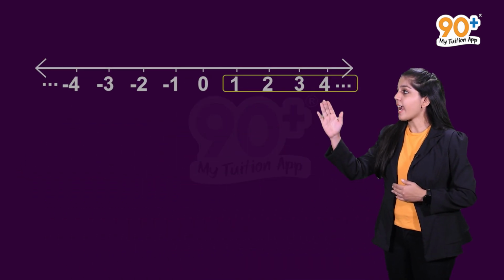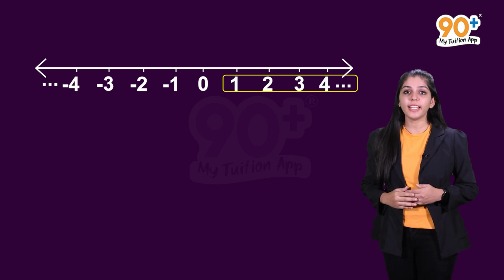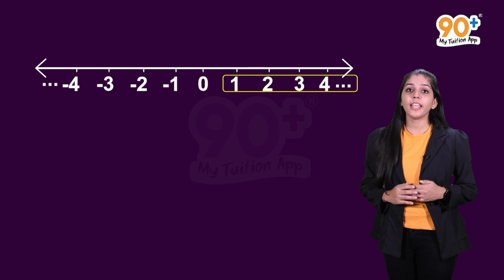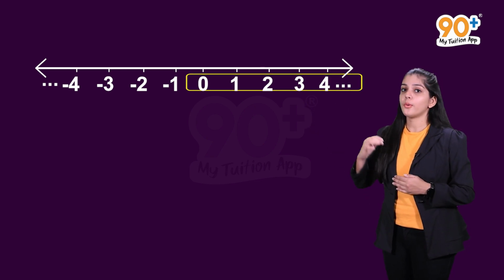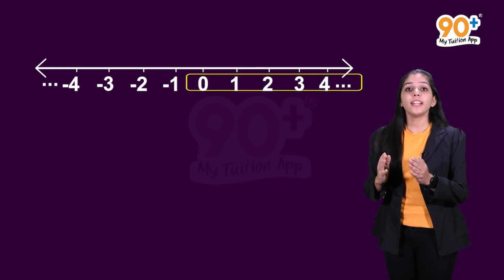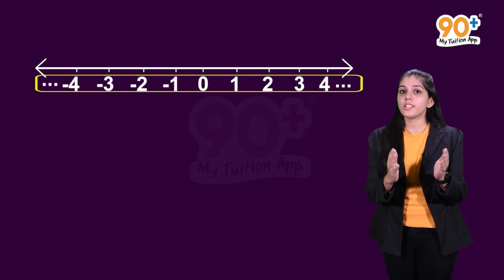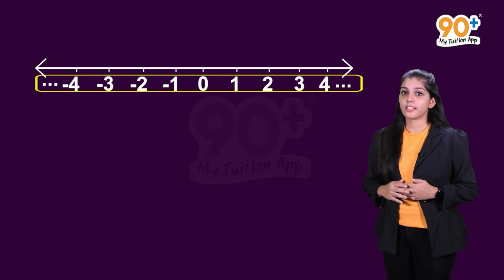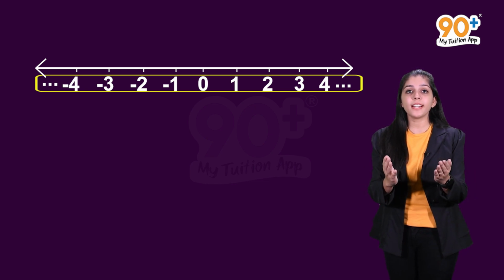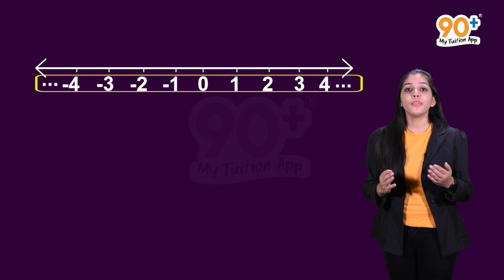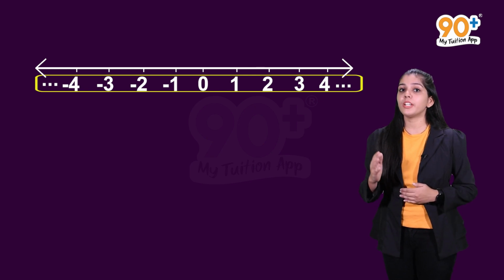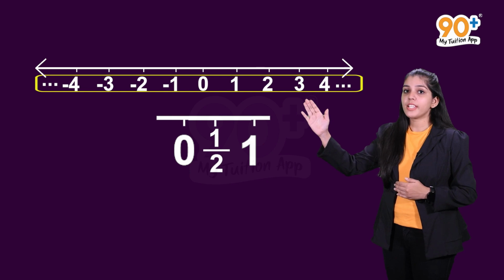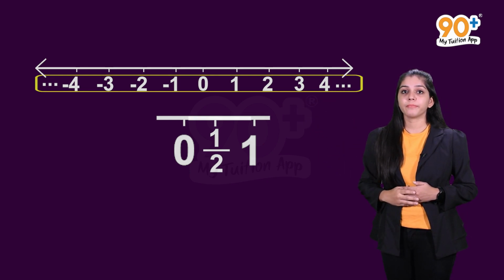The numbers starting from 1 up to infinity are called natural numbers. These natural numbers including 0 are called whole numbers. And the negative numbers, positive numbers along with 0 are called integers. Then where do we represent rational numbers? We represent rational numbers between two integers, like 1 by 2 comes in between 0 and 1.